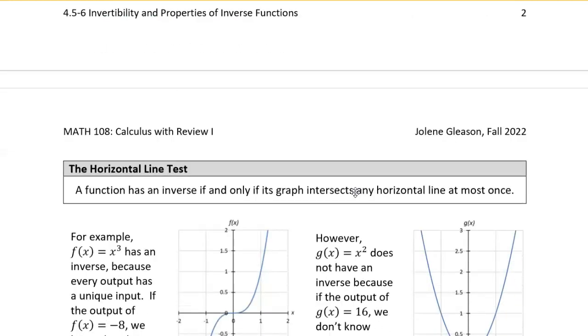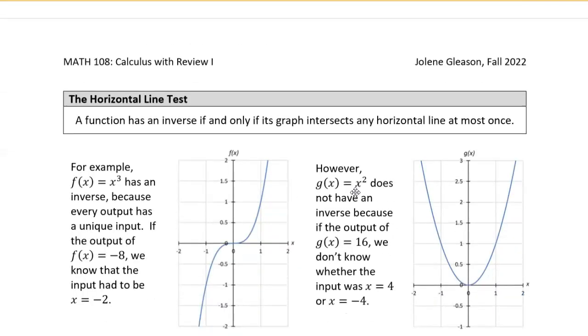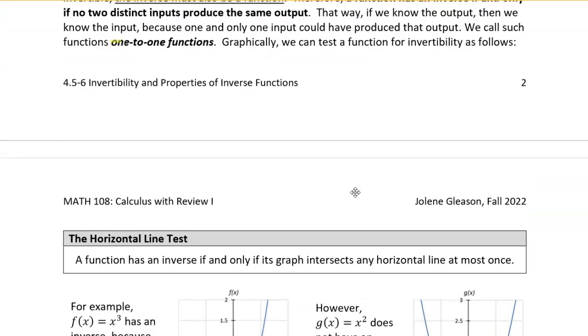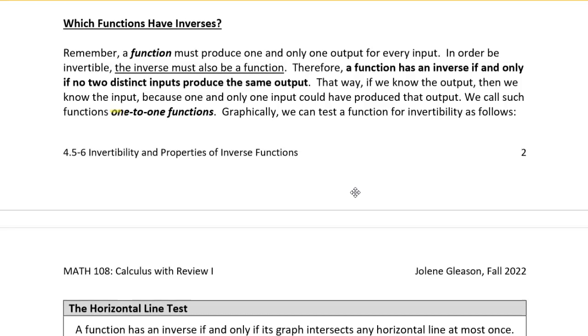So in order for a function to be invertible, we can look at it graphically. So let me just go back up here a little bit. A function has an inverse if and only if no two distinct points produce the same output. Okay, so if we know the output, then we know the input. All right, that's what makes it invertible, and these are called one-to-one functions, right? So one input gives an output, one output gets an input.